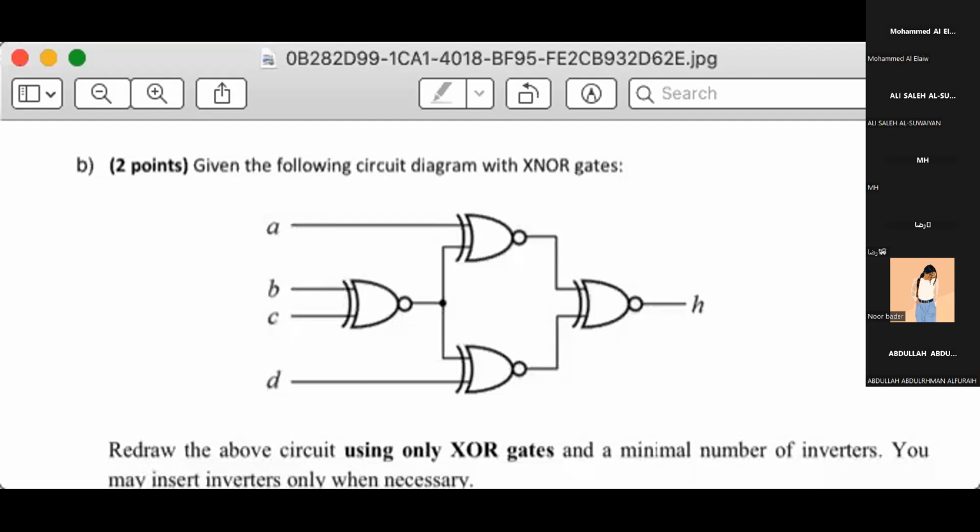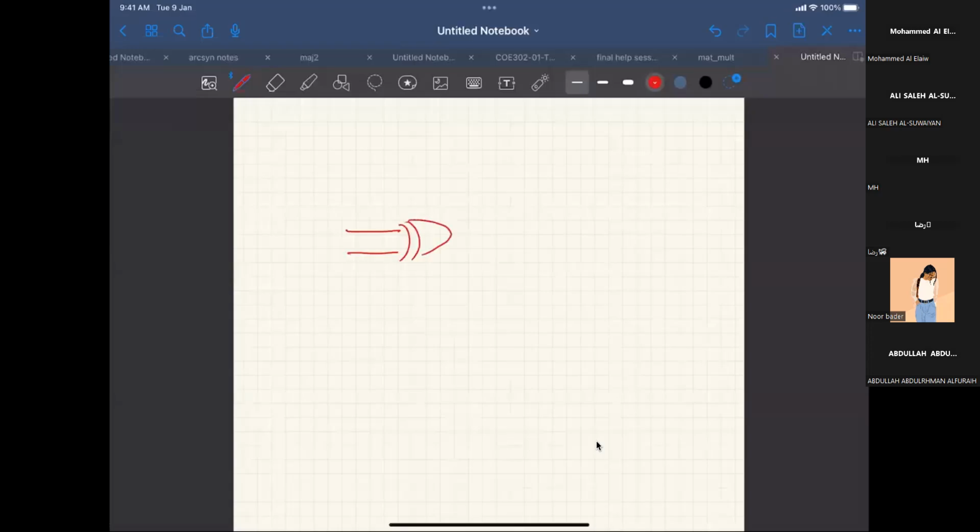And I advise you, by the way, to always minimize the number of gates, even if it's not mentioned, just to be on the safe side.